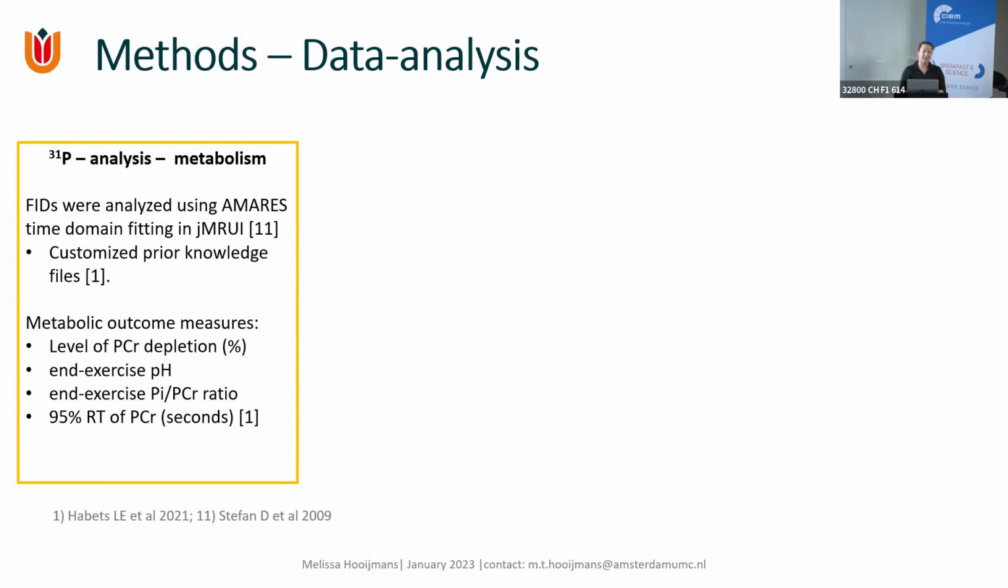And we looked at the end-exercise pH, which is an indication of the acidification after exercise. Ideally, if you're interested in oxidative metabolism, you don't want the pH to change too much. But if it happens, it also lengthens your recovery time of phosphocreatine.